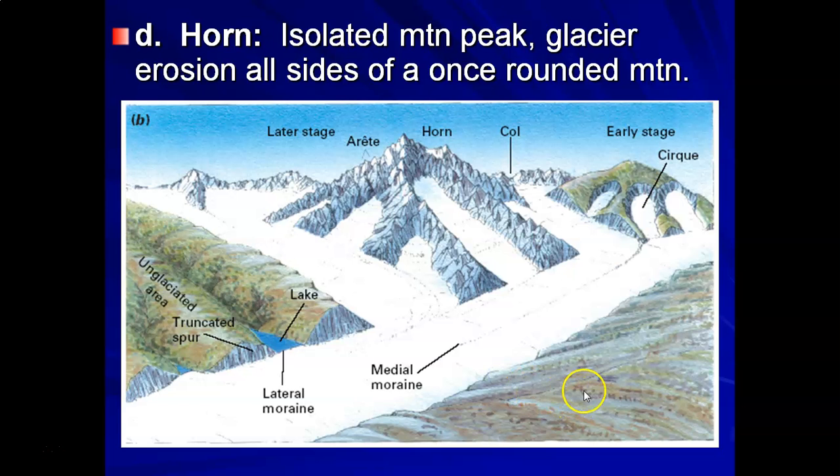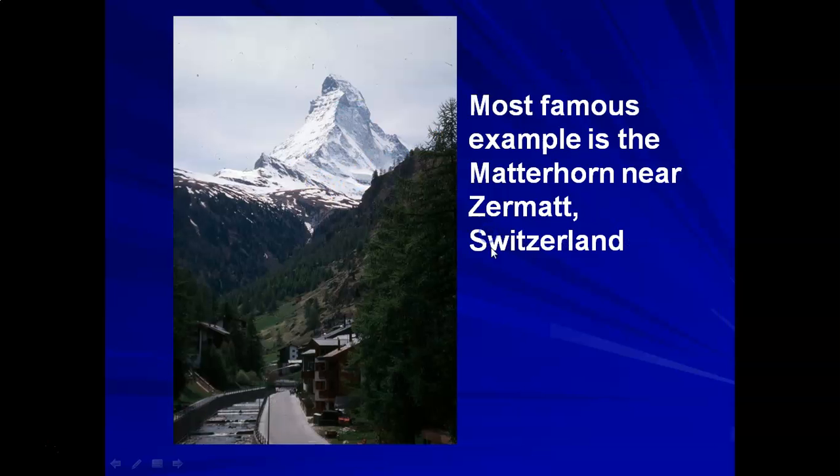A horn is an isolated mountain peak formed by glacial erosion on all sides, right? And so all you wind up with is kind of a pointed feature. Many of the individual mountain peaks of the Alps of Europe are horns. And the most famous mountain peak is in Switzerland, and it's called the Matterhorn. It's near Zermatt, in Switzerland. And so this is just one of many horns in the Alps of Europe, and that's the most famous one.